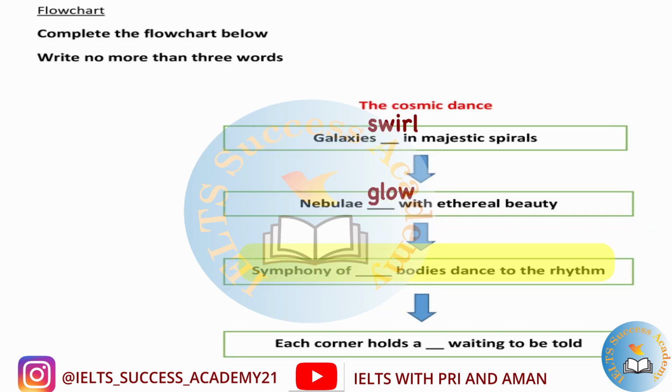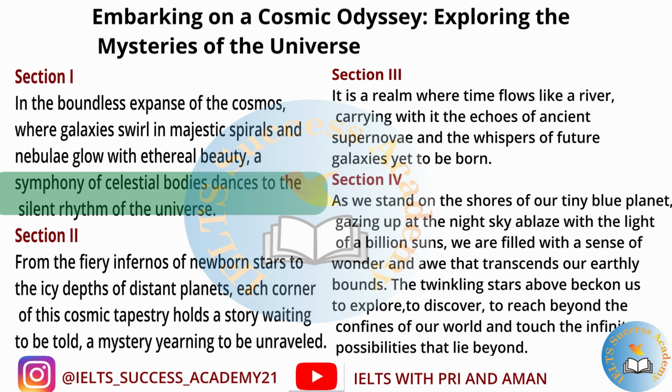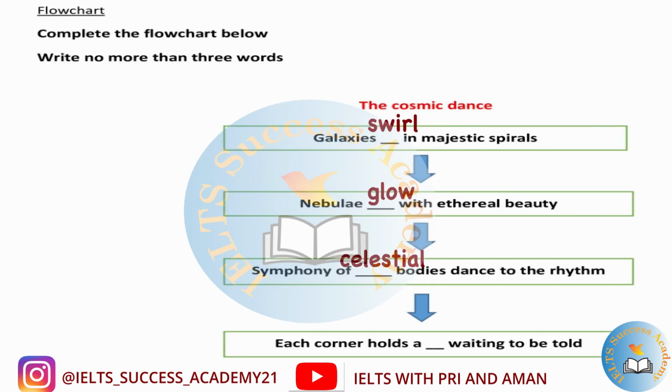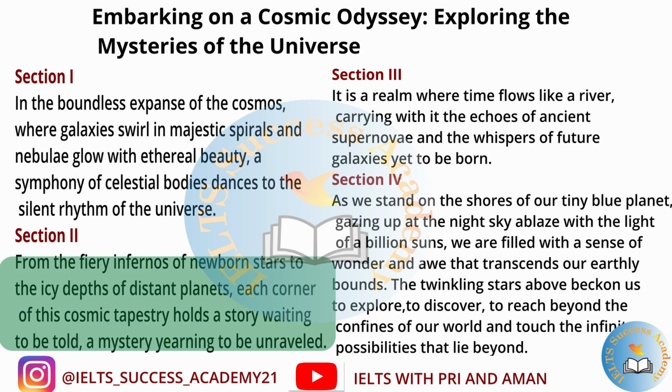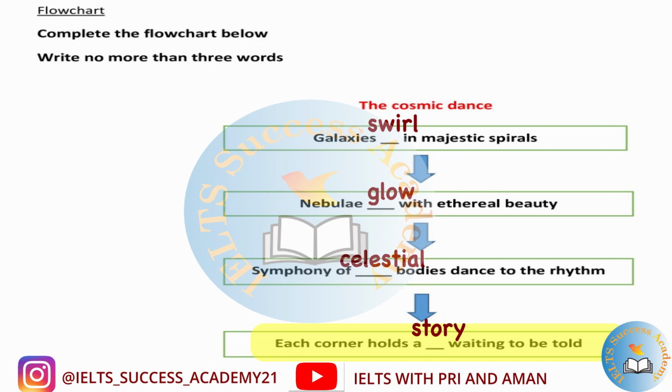Okay. Symphony of dash bodies dances to the rhythm. A symphony of celestial bodies dances to the silent rhythm. So the answer should be celestial. Now the last one is each corner holds a dash waiting to be told. From the fiery infernos of the newborn stars to the icy depths of distant planets, each corner of this cosmic tapestry holds a story waiting to be told. Okay, the answer should be story.